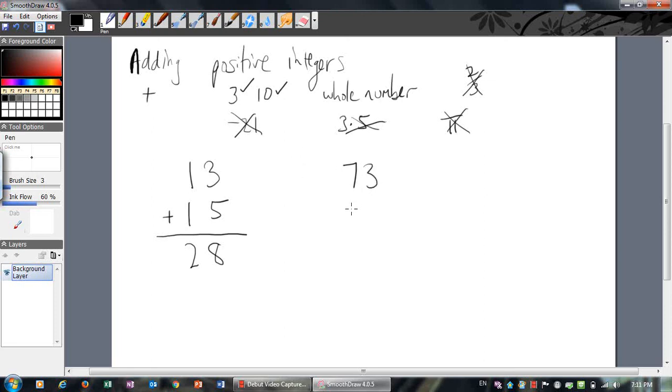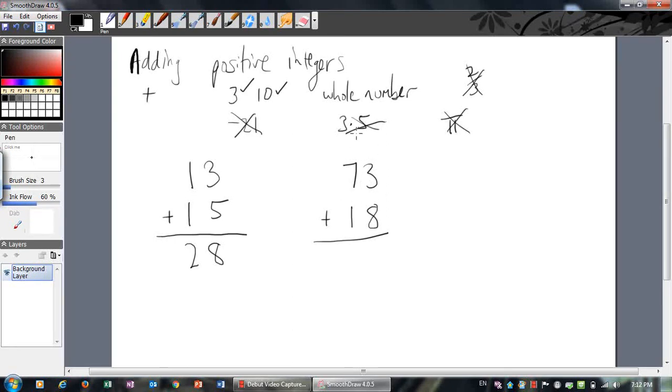So let's have a look at another one. 73 plus 18. Again, we've got the units column here, the tens column here. Always start with the units column. 3 plus 8 is 11. Now 11 is greater than 9, and so what we need to do is spill. It spills into the tens column.